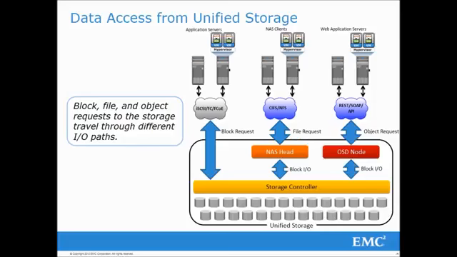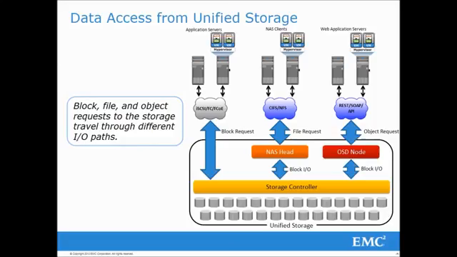For file I/O request, the NAS client sends a file request to the NAS head using the NFS or CIFS protocol. The NAS head receives the request, converts it into a block request, and forwards it to the storage controller. Upon receiving the block data from the storage controller, the NAS head again converts the block request back to the file request and sends it to the clients.